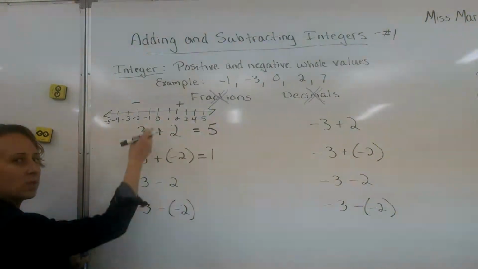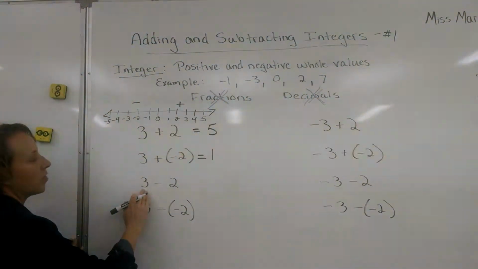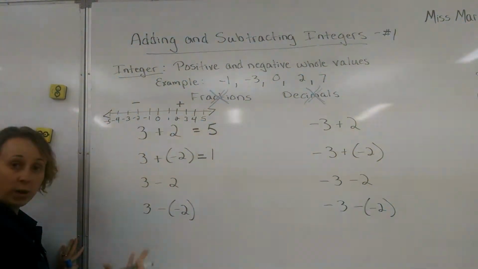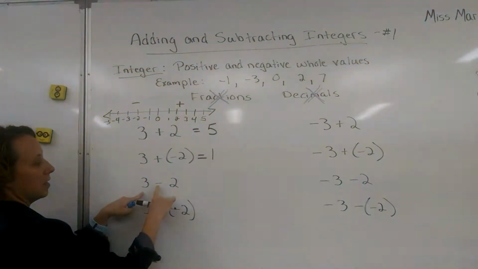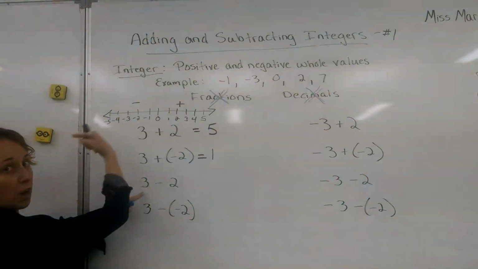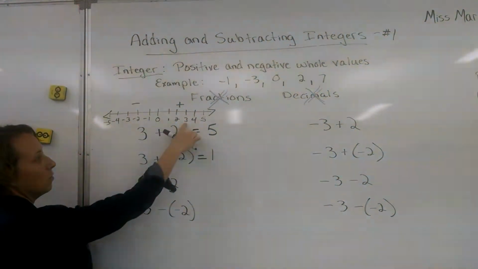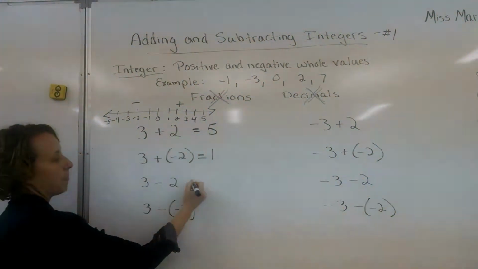Let's move on to the next one and we'll see if we can generalize a pattern. 3 minus 2. Okay, fair enough, you've done these problems before. Start at 3, 1, 2, 3. Subtract 2. So move in subtraction, move in a negative direction 2. Start at 3, 1, 2. Gives you 1.